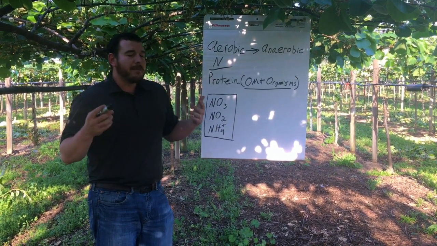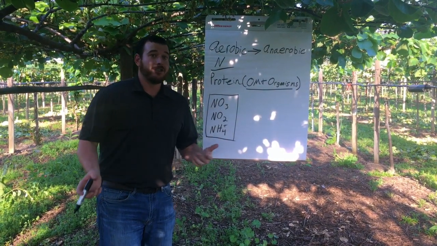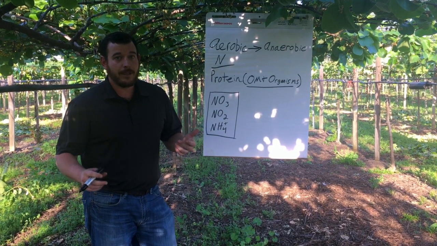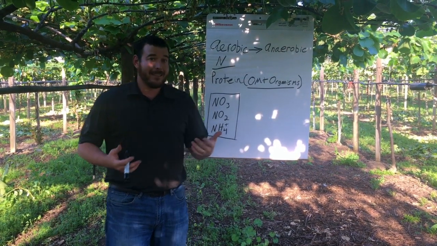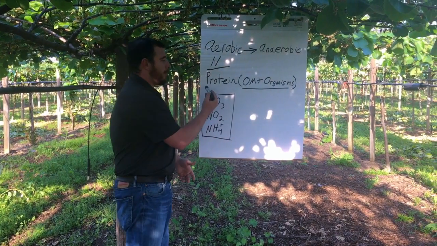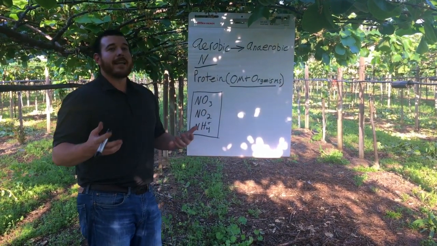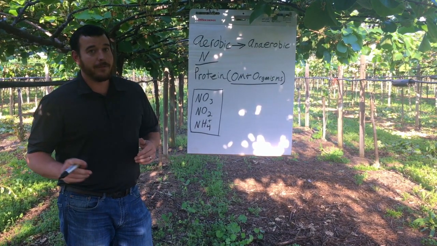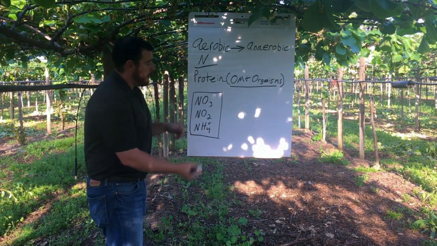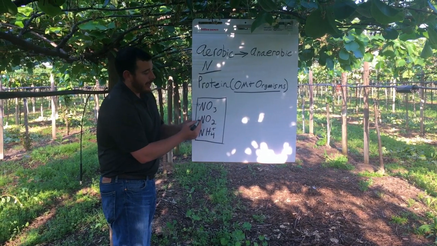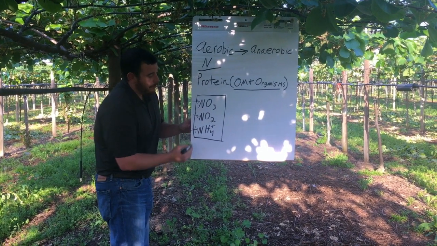So what is the most prolific form of nitrogen in your soil? It's in the organisms, it's in the organic matter, it's protein right there. All right, so what's the second most important form of nitrogen? It's your inorganic forms of nitrogen. Your nitrates, your nitrites, your ammonium.